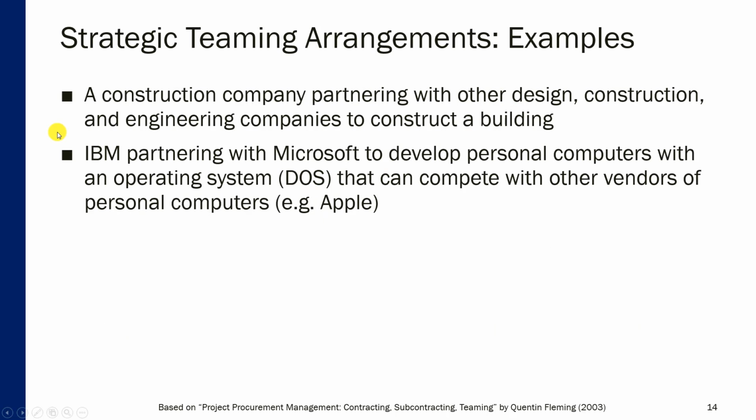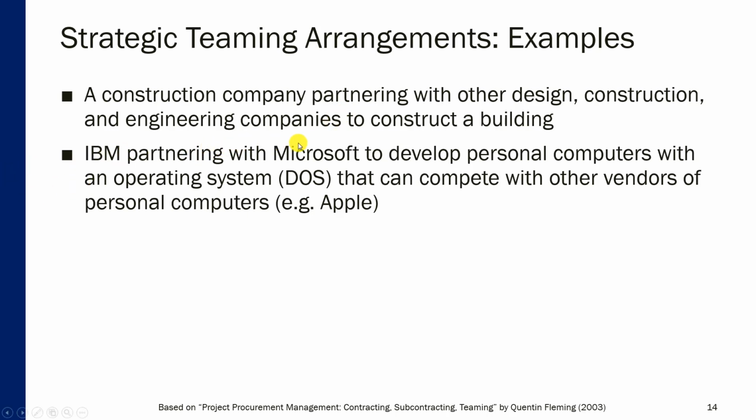So what are some examples of strategic teaming arrangements? A construction company partnering with other design, construction, and engineering companies to construct a building. I gave you an example of Burj Khalifa. You can read about it in Wikipedia, where they partnered with a lot of companies. MR Properties partnered with a lot of companies. But one of the partnerships I remember was with Armani to create a hotel within Burj Khalifa.